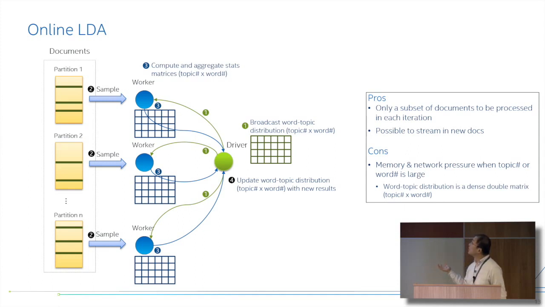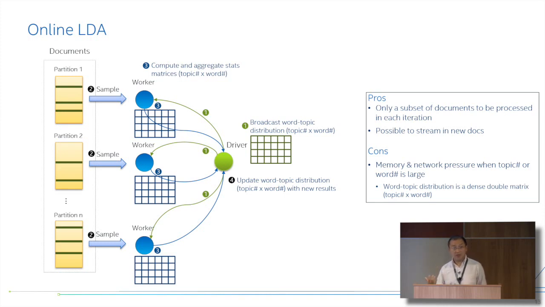And this is how it works. In the first step, the driver will broadcast a matrix, which is essentially a word topic distribution. It has one row for each topic and one column for each word. This matrix is then broadcast to every task running on the worker. Each task running on the worker will then sample a subset of the documents, which are distributed across all the workers, and compute a new statistics matrix, again topic multiplied by word. This is just as large, and then it gets aggregated and updated on the driver side.